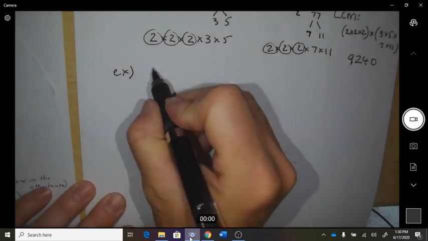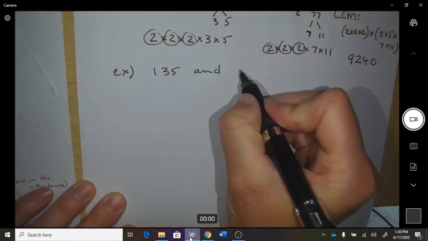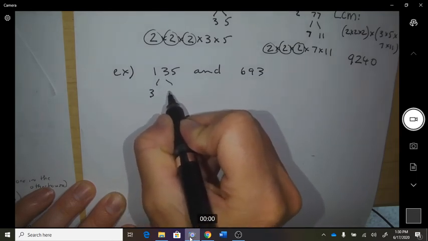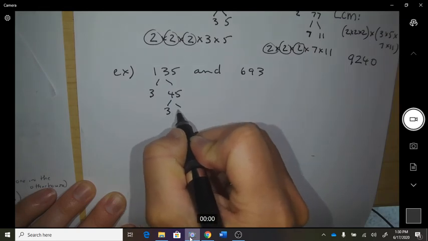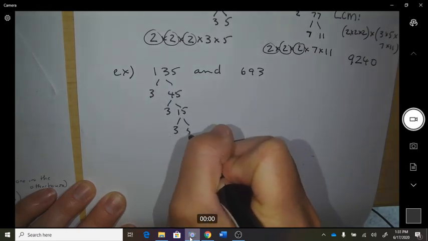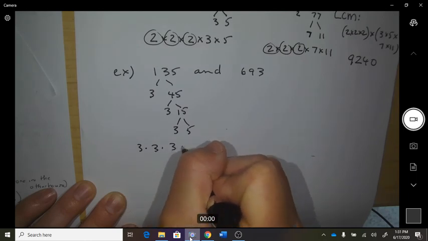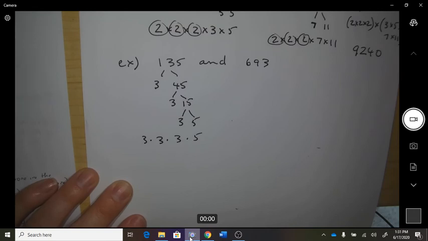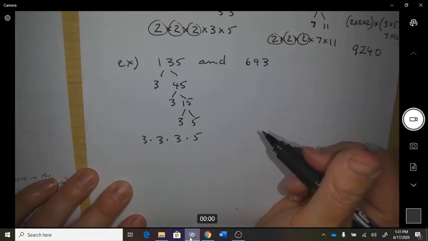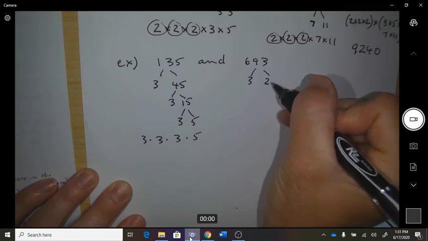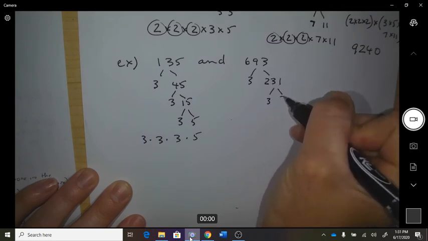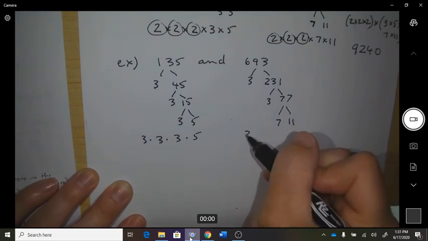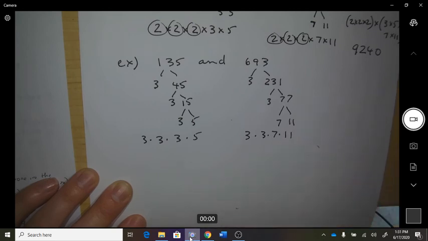Okay, 135 and 693. Okay, when you start to break down, that's divisible by 3. That's divisible by 3, and that's divisible by 3. 3 times 3 times 3 times 5. Okay, 693, that is divisible by 3. And you can see my breakdown. So 3 times 3 times 7 times 11.